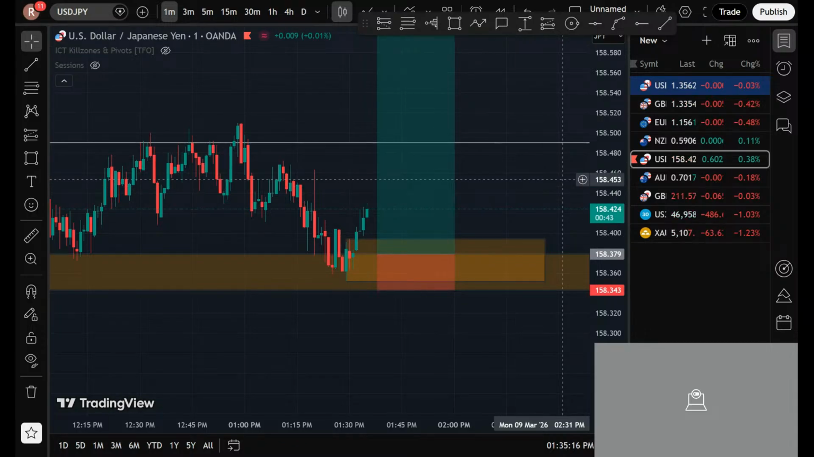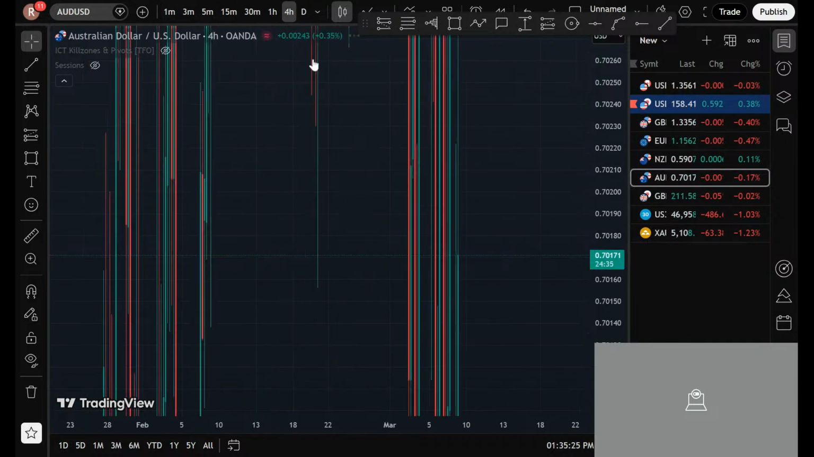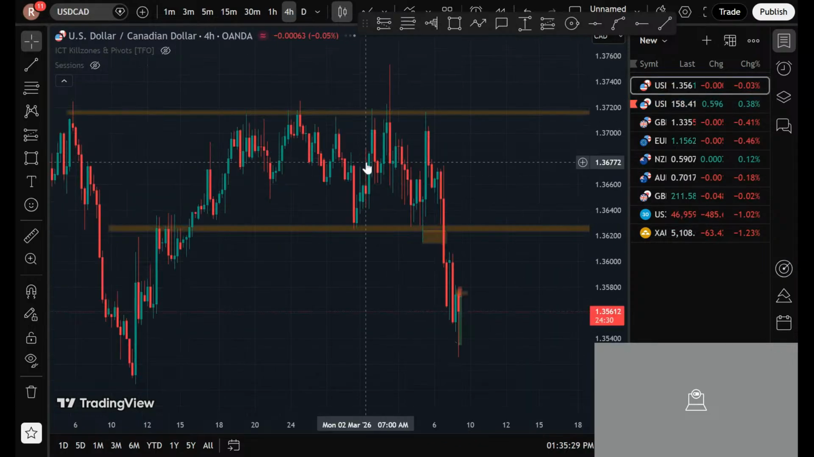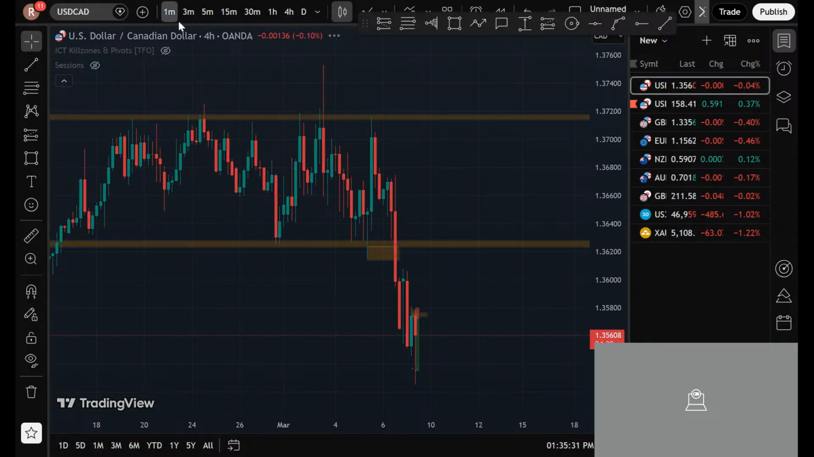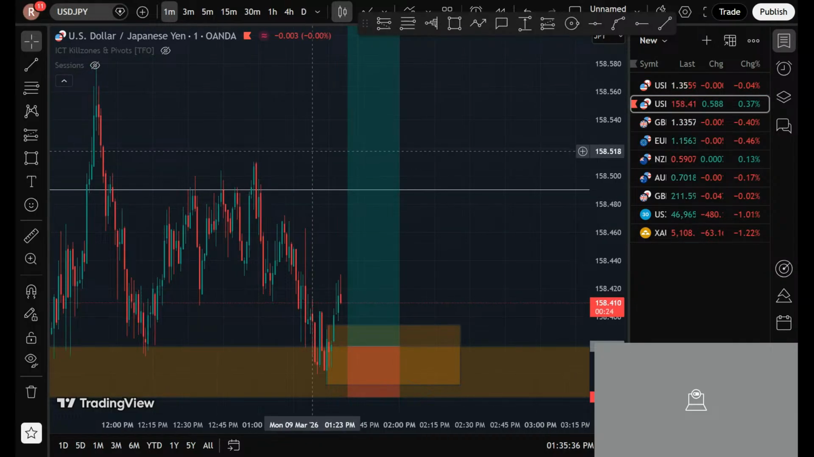USD JPY. If USD JPY trade, AUD USD, let's see, AUD USD, right? AUD USD, yeah. Let's see. But this is the area from where you can enter directly.